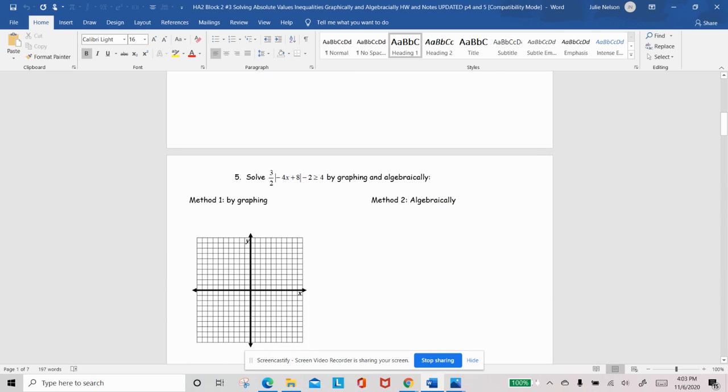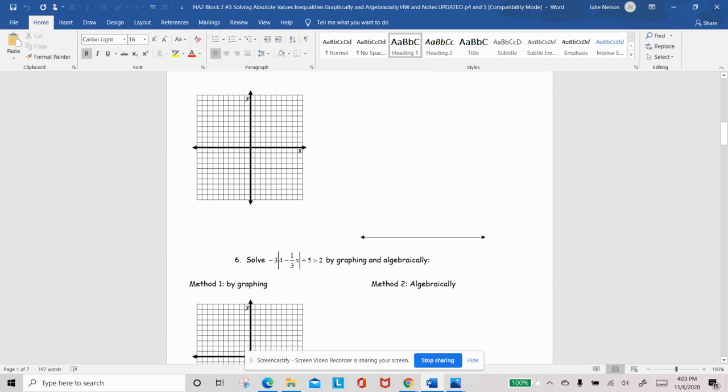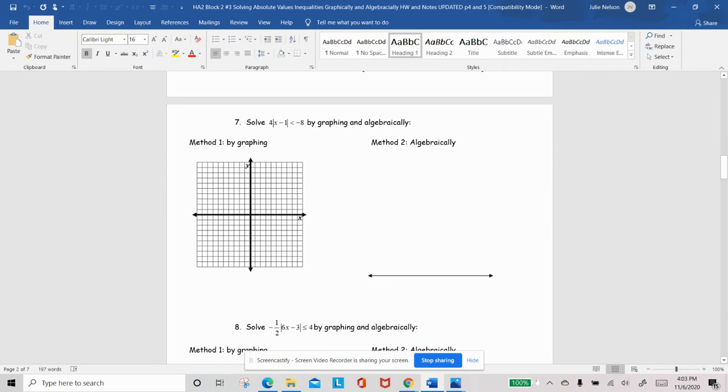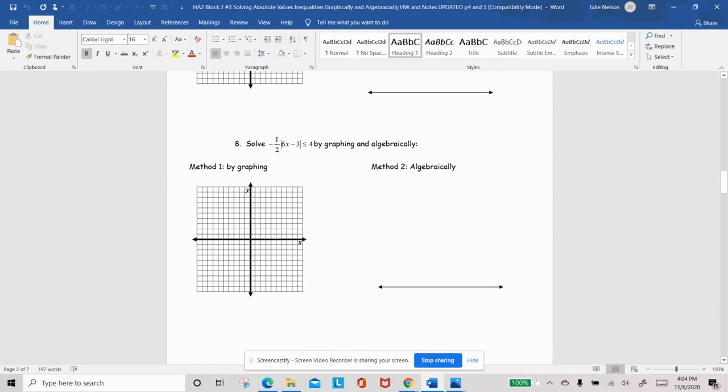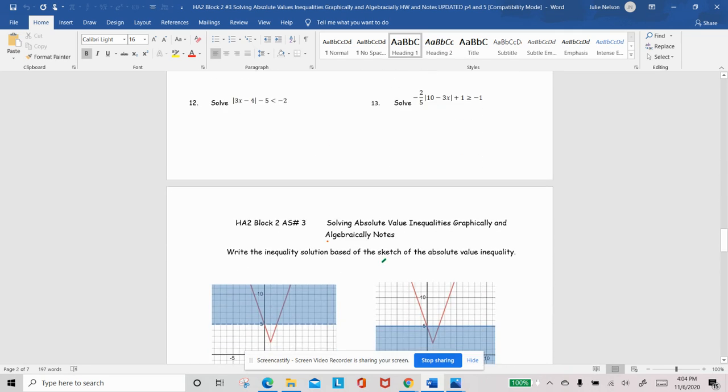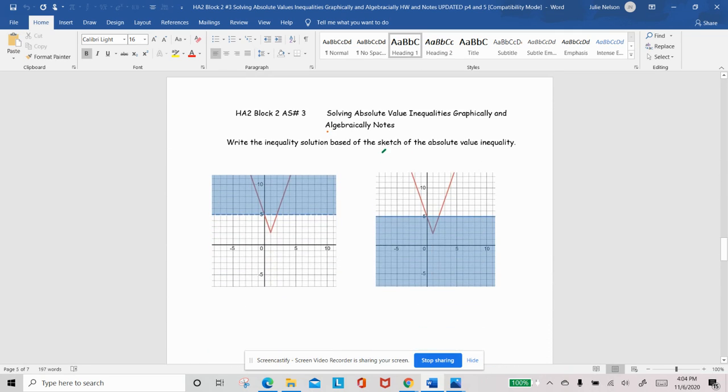Hello, everyone. So the very top of this assignment, block 2, assignment number 3, is your homework. Towards the end, which we are scrolling to, is your notes that are going to be attached to your homework. So I just wanted to go over some things about solving absolute value inequalities graphically and algebraically.